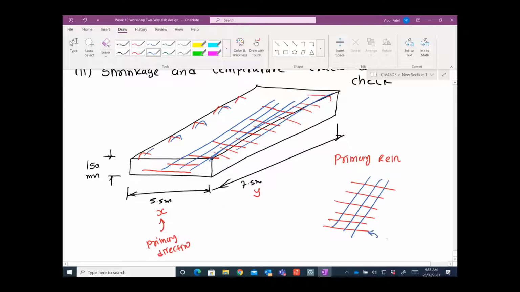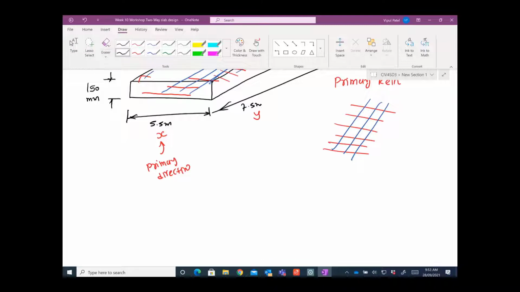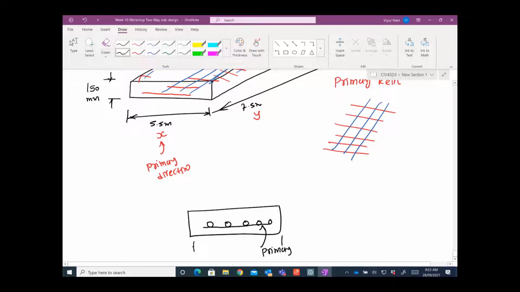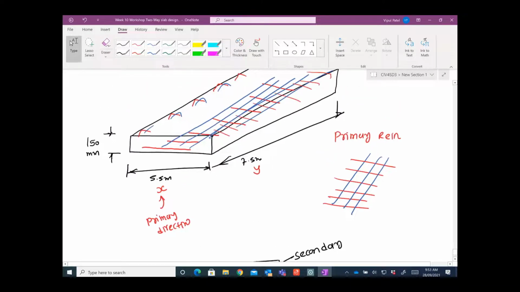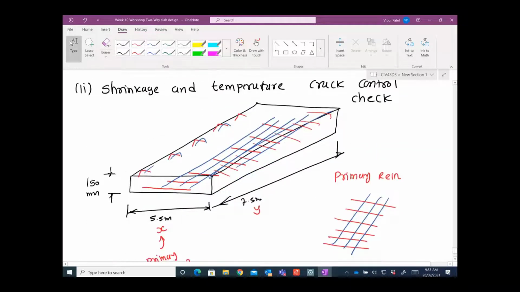In the X direction we provide this bottom reo, like if I draw the cross section here, 150. This is my primary, and then the secondary you provide on top of it, right? This is the X direction, the shorter one, and this one is secondary. Secondary we have not started yet, but I will show you the secondary one in a minute. The primary one we are working on. I just came across that word, so I explain what is primary and secondary.